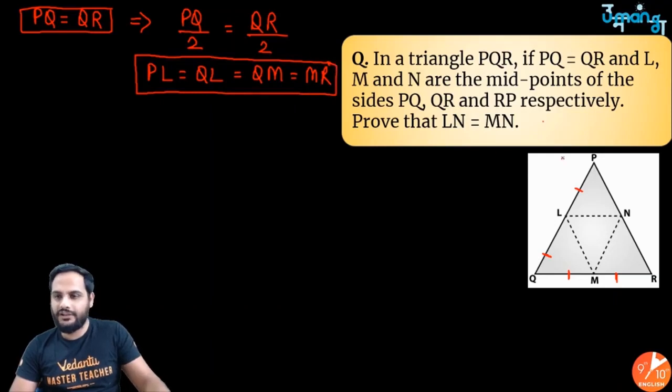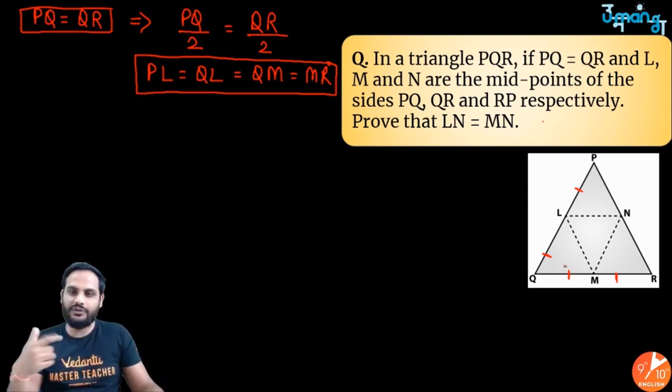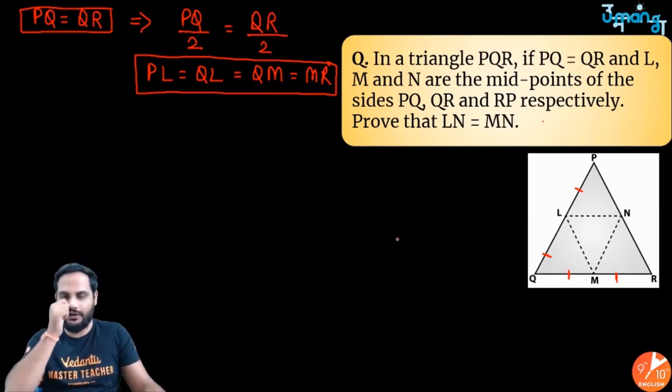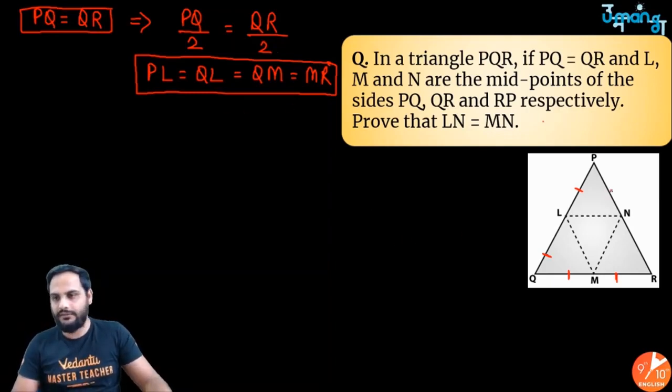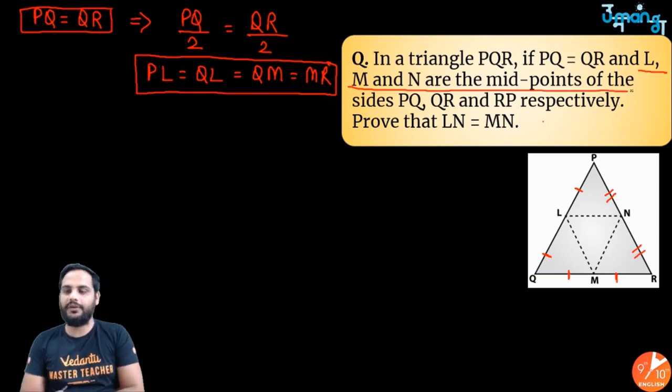Since PQ and QR were equal, their halves will also be equal. So PL and QL both are equal to PQ by 2 and QM, MR both are equal to QR by 2. So all four are equal to each other. And PN and NR will be different, since L, M and N are midpoints. Remember, this was a very important point. Don't miss it. L, M and N are the midpoints.